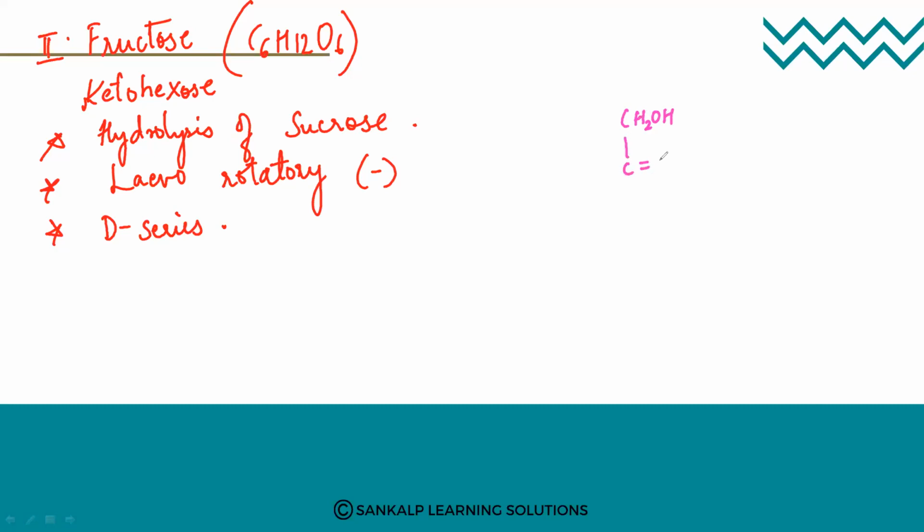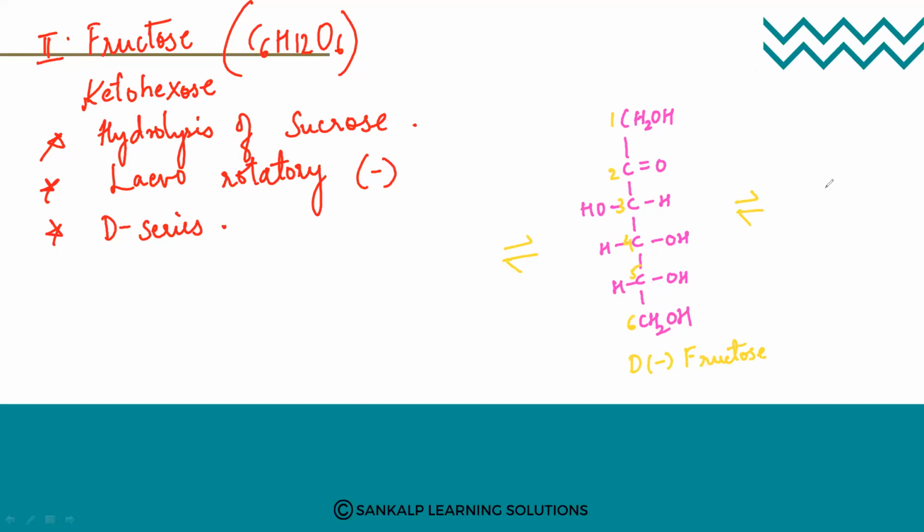Okay, then C double bond O, CHOH, CHOH, CHOH, then CH2OH. So this is the structure of what? Fructose. So what is the name? D-fructose. This is the structure of D-fructose. Fine. So this here is carbons 1, 2, 3, 4, 5, and 6. So this is our structure of fructose.